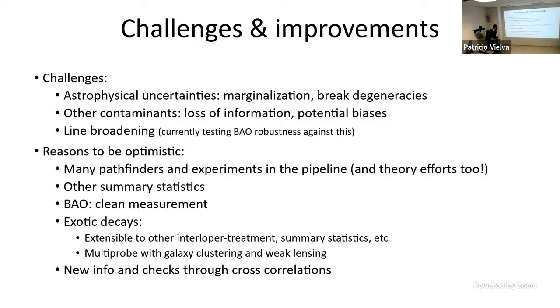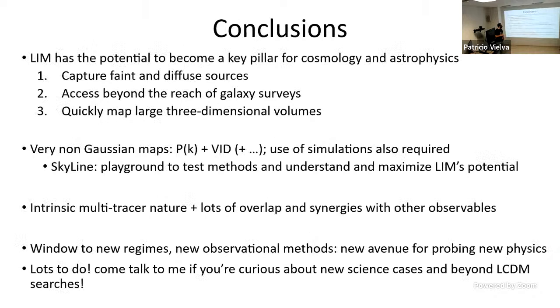This is great because it's not only the things that you can do with galaxy surveys at different stages, but the particularities of line intensity mapping open up a lot of opportunities. And finally, we have all this cross-check through cross-correlations, not only with galaxies, but also with the CMB and line intensity maps.